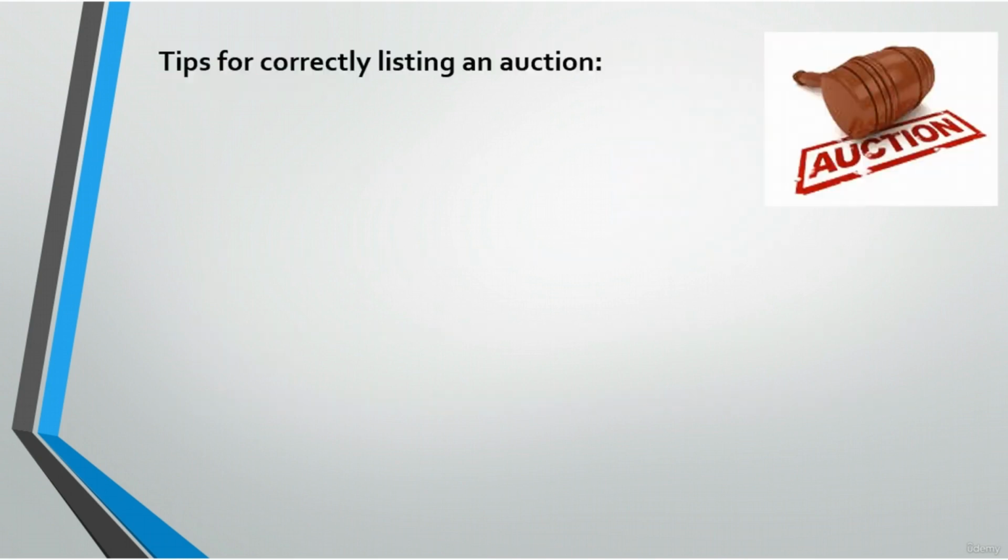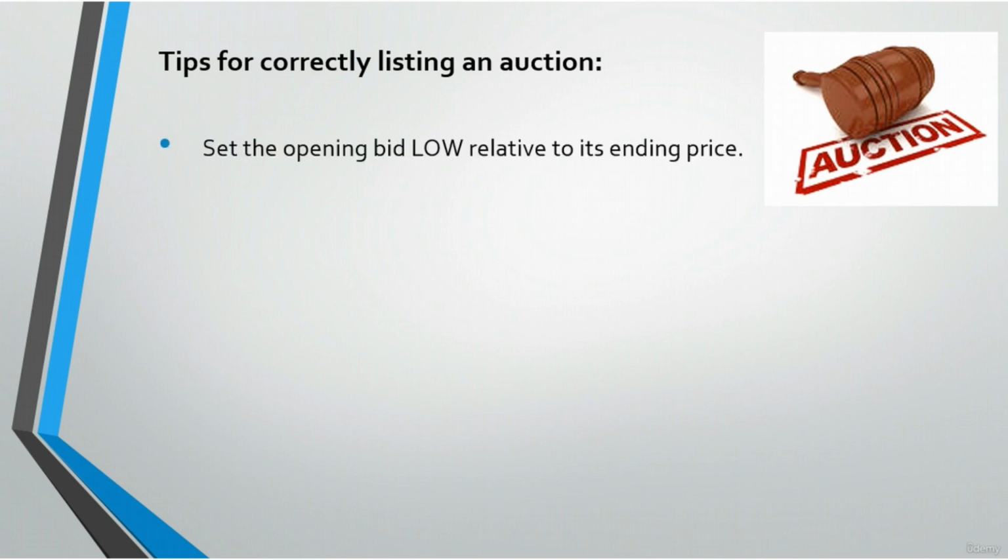So let me go over some tips for correctly listing an auction. I've done thousands upon thousands of auctions over the years, so I know a few things about how to correctly list an auction. First of all, you want to set the opening bid low relative to its ending price. This is counterintuitive because most people think, oh, I don't want to lose money, so I'm going to set my bid high so that I don't lose money. Well, the opposite is actually true. If the item is a high demand item, what you're going to do is set the opening bid very low.